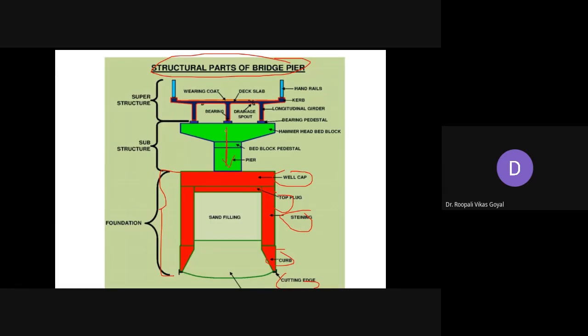This is the pier that you can see when you are traveling over any bridge. Above this pier you have the complete superstructure, consisting of the girders, then the deck slab, with handrails and so on. This is the path on which you are moving. So this is the complete structural part of a bridge pier along with the caisson foundation. With this, thank you very much all of you, and I am now ending this presentation.